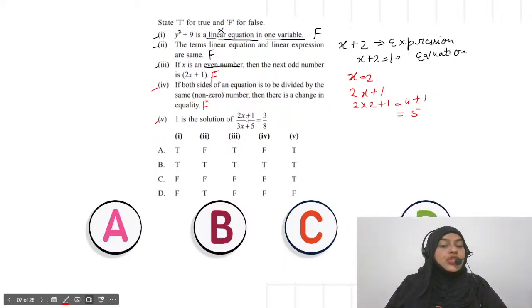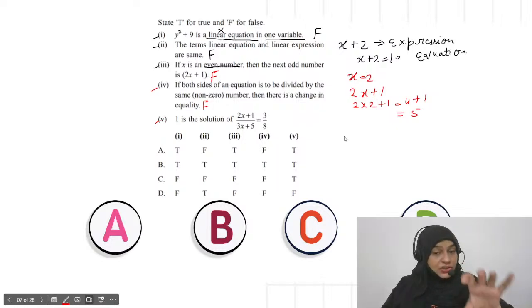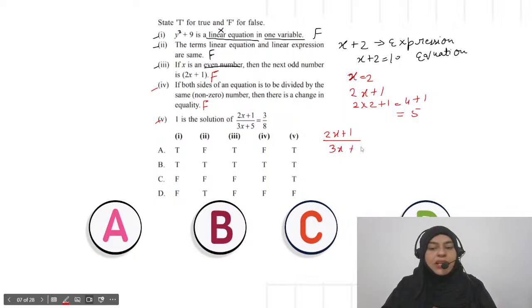1 is the solution of (2x plus 1) divided by (3x plus 5), which is equal to 3 by 8. Now this is an equation. So we need to solve it first. (2x plus 1) divided by (3x plus 5) is equal to 3 by 8. So cross multiply it. 8 will be multiplied with 2x plus 1, right? And 3 will be multiplied with 3x plus 5.